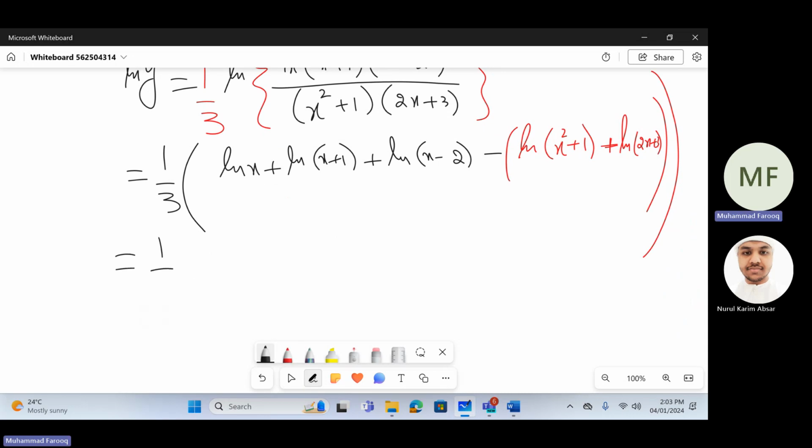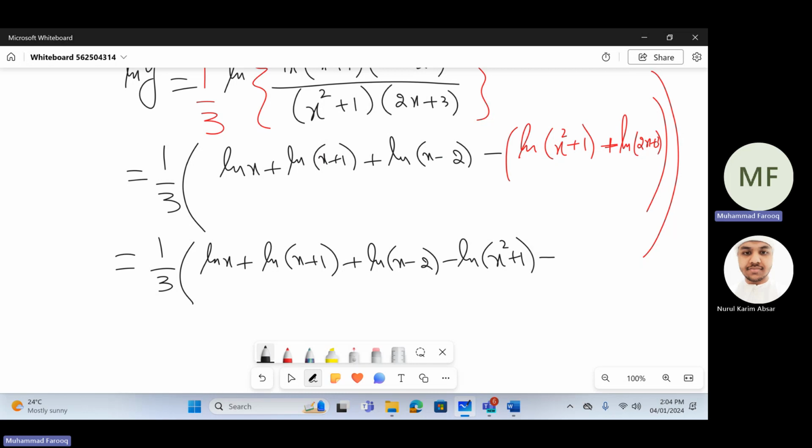So this is now 1/3, and then we have ln x plus ln x plus 1. Then we have plus ln with the argument x minus 2. Then we minus ln with the argument x squared plus 1. And then because it is minus, the plus sign changes to minus sign. And ln 2x plus 3. I hope you understand it. I just open this bracket. I just rewrite this one. Is it okay? Yes. Good.